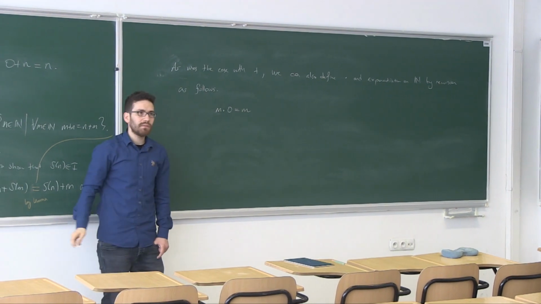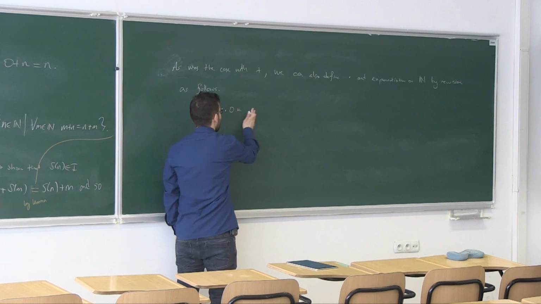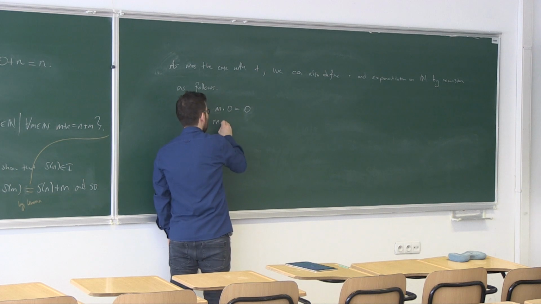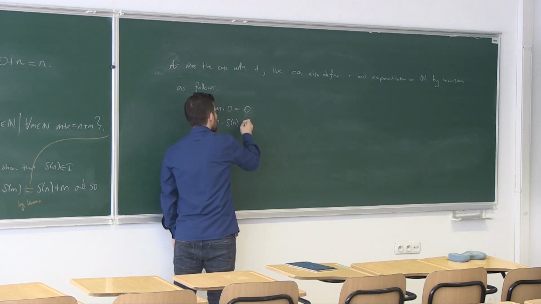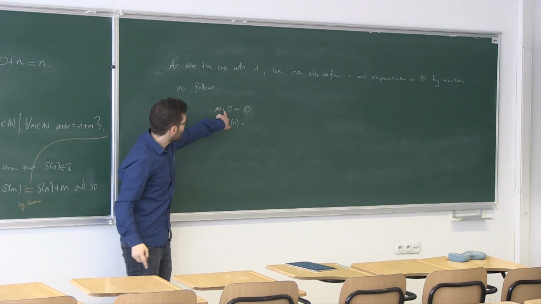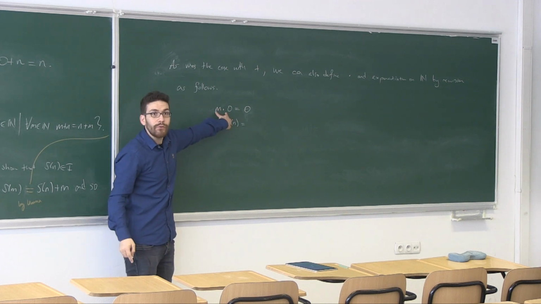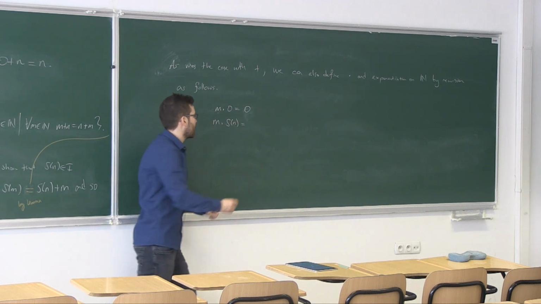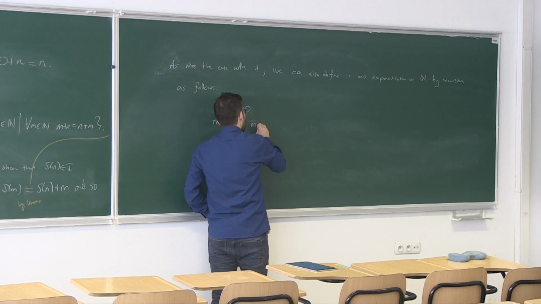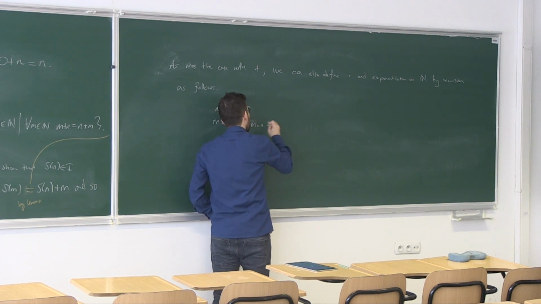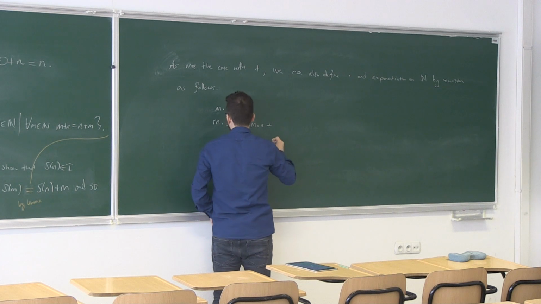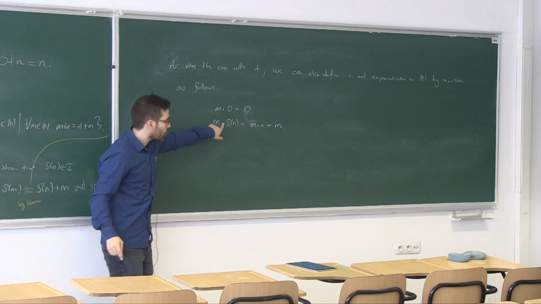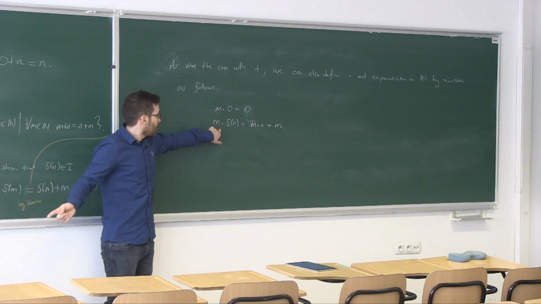Here's the base case. When you multiply some number with 0, you get 0. When you multiply some number with the successor of some other number, you see this is supposed to be a binary operation. It takes 2 inputs. I'm doing recursion on the second input. So m times s of n equals m times n plus m.